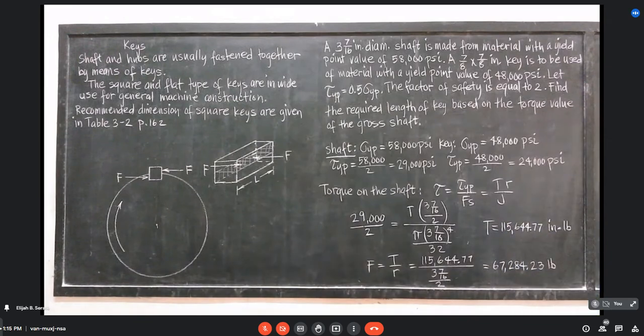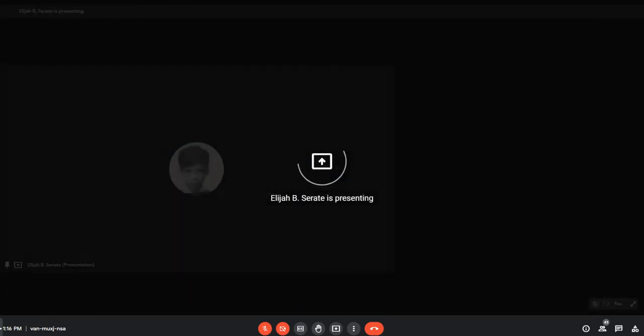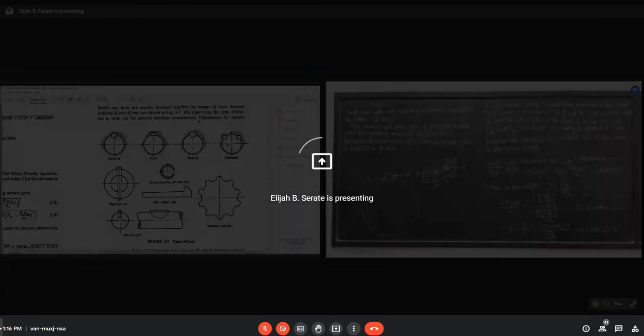Okay? Now, there are different types of keys. I'm going to share to you the different types of keys. Gamay kayo nga drawing. The different types of keys. Can you say it, class?